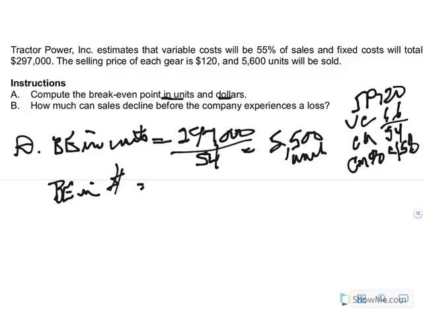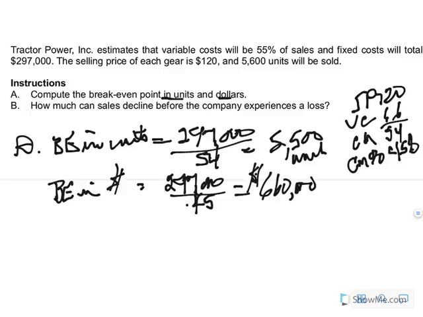Now, if they wanted to break even in dollars, in this case, we could just take the number of units, 5,500, multiply by 120, and I get 660,000. Or I can take the 297,000, divide by the contribution margin ratio, which is 0.45, and I will get the same 660,000. And that is dollars. Now, how much can sales fall, decline, before we're in a loss?